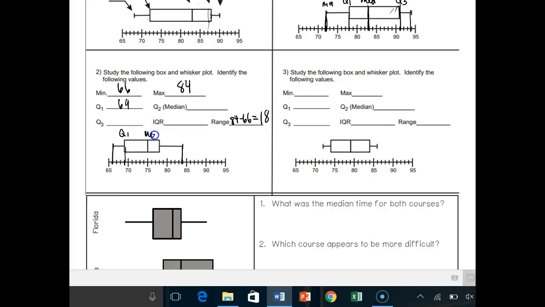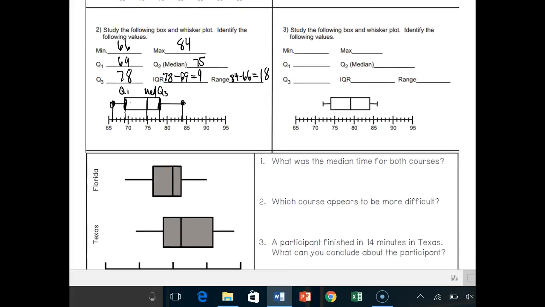Quarter 1 in number 2 is 69. The median in number 2 is 75. Quarter 3 in number 2 is 76, 77, 78. So the IQR, or interquartile range, is quarter 3 minus quarter 1, or 78 minus 69, which gives you 9, the distance from this edge to this edge. Remember, the range is the tail to the tail. The interquartile range is the last edge to the first edge.